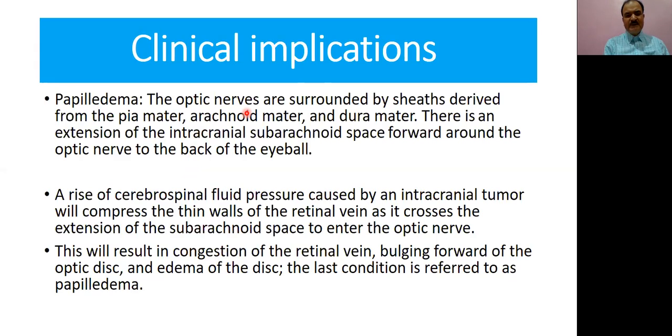In the subarachnoid space, there lies the cerebrospinal fluid. So that cerebrospinal fluid goes up to the eyeball along with the subarachnoid space. If there is a rise of cerebrospinal pressure caused by an intracranial tumor or any other disease condition, it will compress the thin walls of the retinal veins as they cross the extension of the subarachnoid space to enter the optic nerve. This will result in congestion of the retinal veins, bulging forward of the optic disc, and edema of the disc. The last condition is known as papilledema.